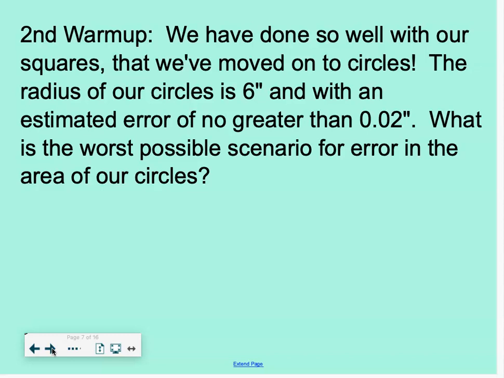The way you would do that normally is you would find the regular area, the ideal area that you want, which would be 36 pi square inches. Then you would calculate the area with the maximum error for your input. So you would do pi times 6.02 squared, and then the difference between those would be your error.